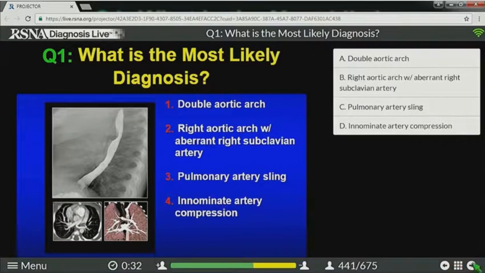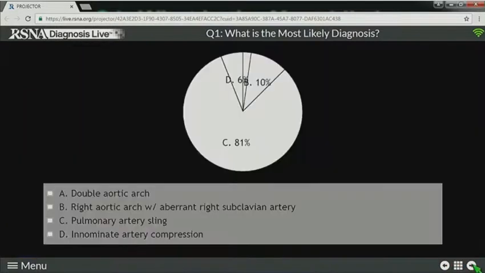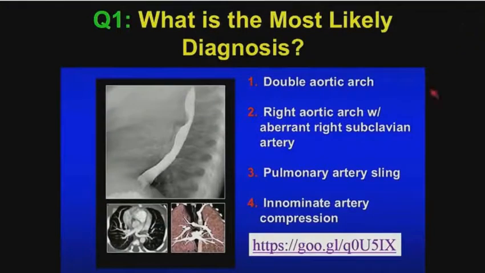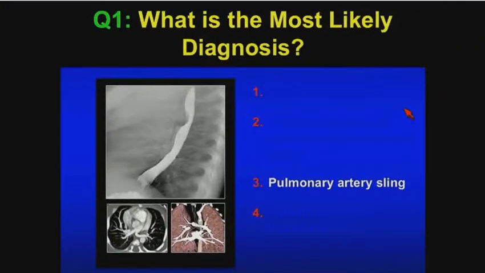Okay, so we're going to look at what we selected. Most of the people picked pulmonary artery sling, but the next most popular choice, I think, was B, which is a right aortic arch with aberrant left subclavian artery. The correct answer was actually, almost like in every case in radiology, pulmonary artery sling.